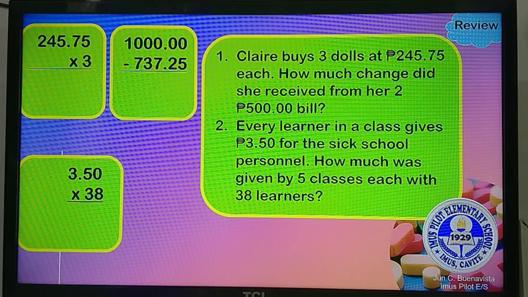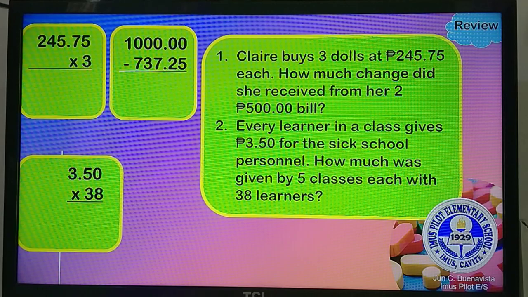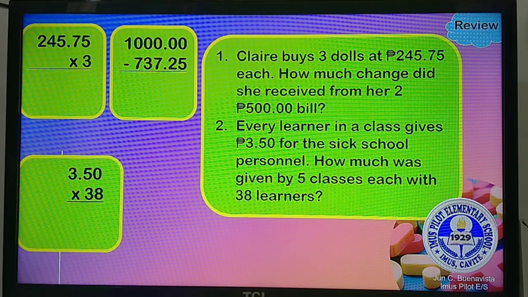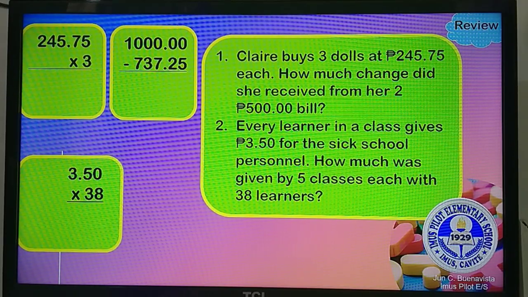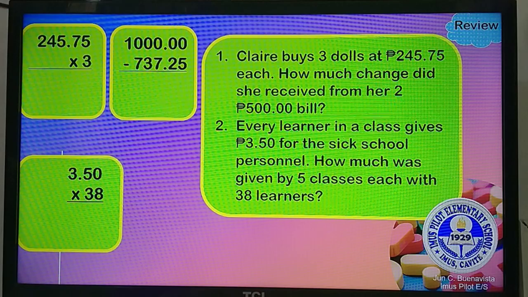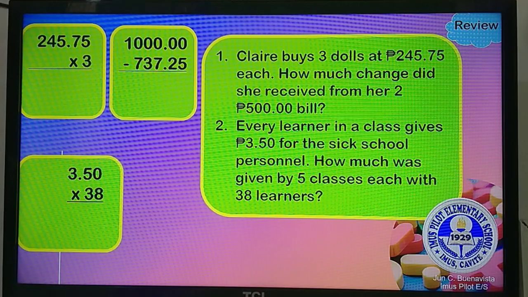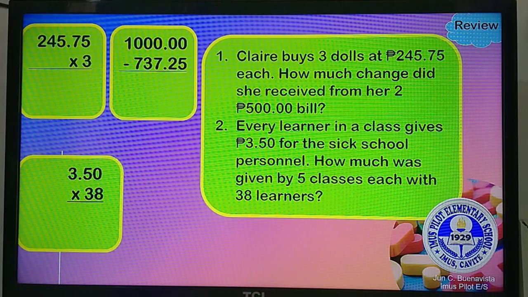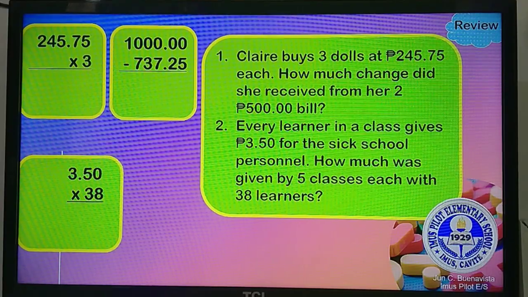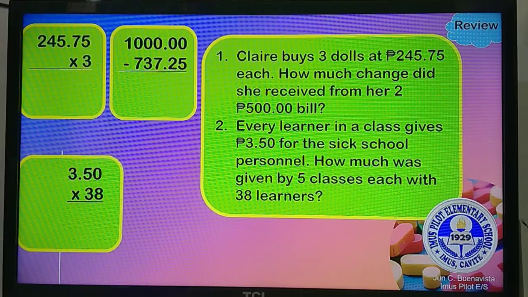Okay, so last week we studied solving routine and non-routine word problems involving multiplication of decimals with or without addition and subtraction of decimals. So, let us have a recap about the lesson that we learned last week. Problem number 1 and problem number 2 are part of your quiz that we are going to check this morning.